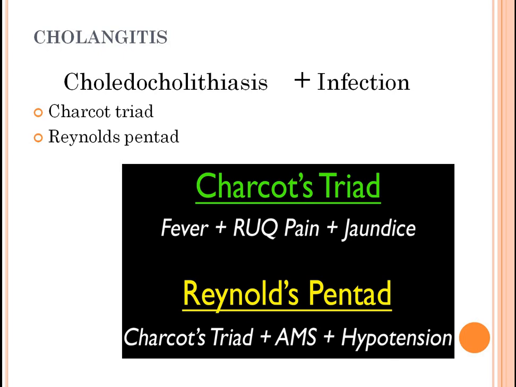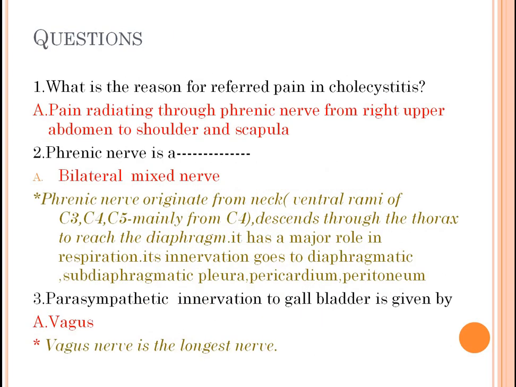And so the main feature is jaundice. That is fever, right upper quadrant pain, jaundice. Three features together make Charcot triad. Then two additional features, that is, Charcot triad with altered mental status and hypotension, make Reynolds pentad. It's an emergency and needs immediate biliary drainage. So that is about my topic discussion.